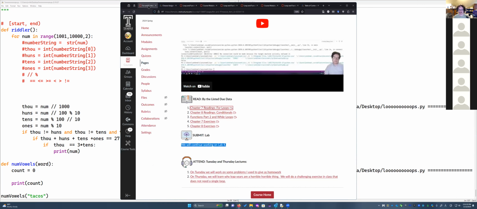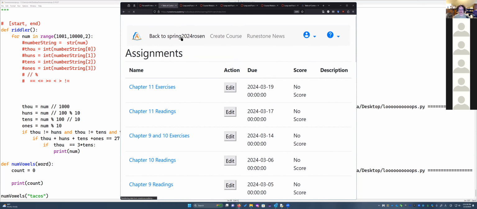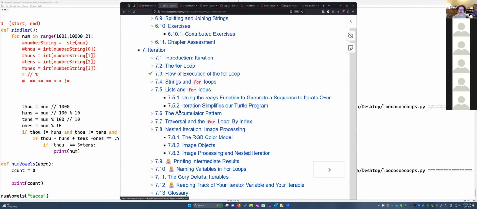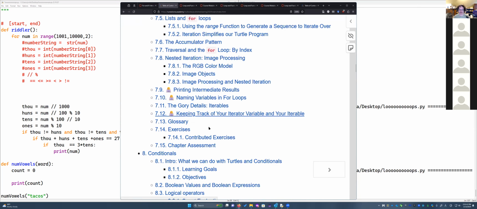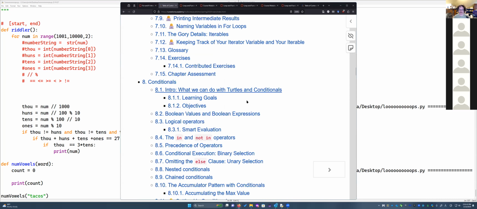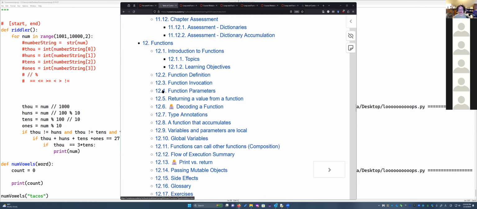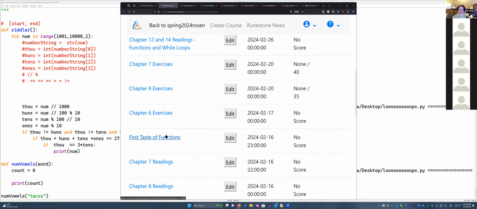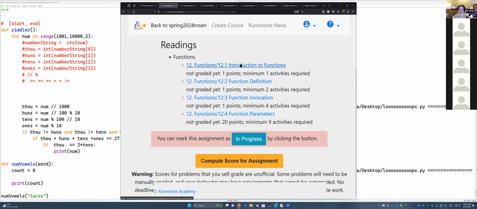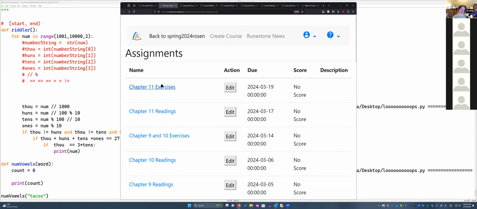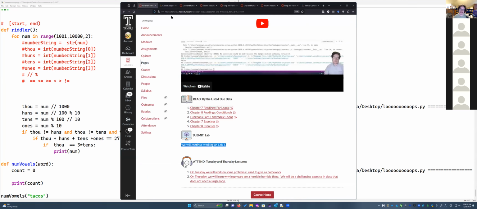The test is up to what chapter? I'd say the test would be up to chapter 7, maybe a little bit of 8, depending on what I'm seeing. And then definitely the first taste of functions, which is 12.1 through 4. So the first 7 chapters. It primarily is focused on for loops and turtles.